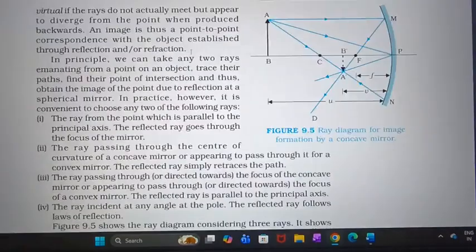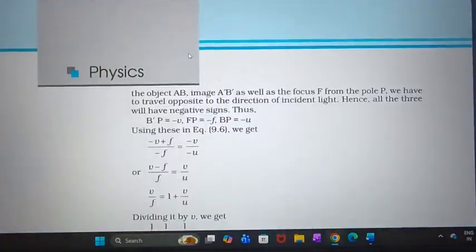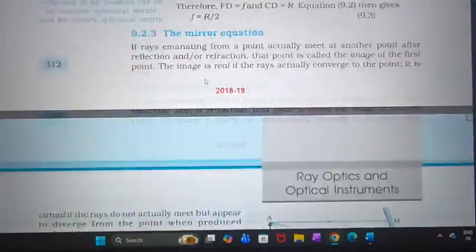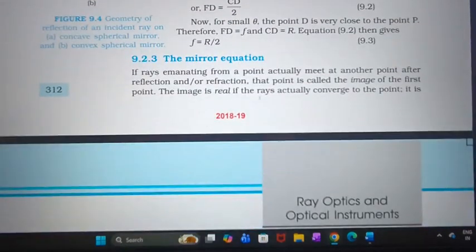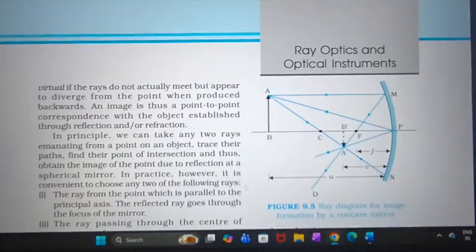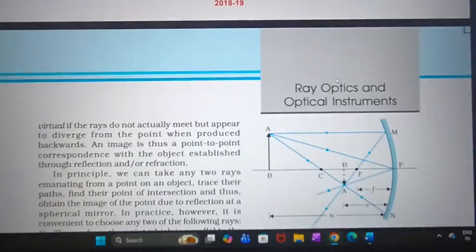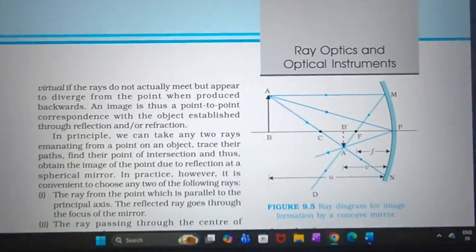So over here we are trying to get the mirror formula and the magnification. This is one more derivation, so let us see through this. An image is real if the rays actually converge at a point. Whenever the rays from a point actually meet at another point after reflection, that point will form the image. Many reflected rays are coming and meeting at a point, that is called the image. Real means they are actually converging. But if it is virtual, they just appear to diverge from a point that is at the back.